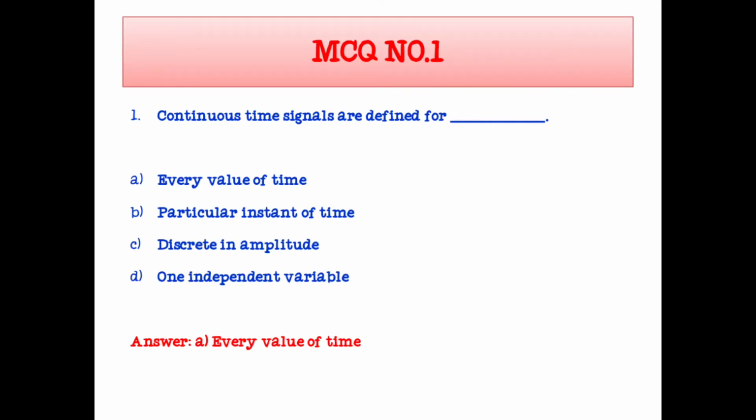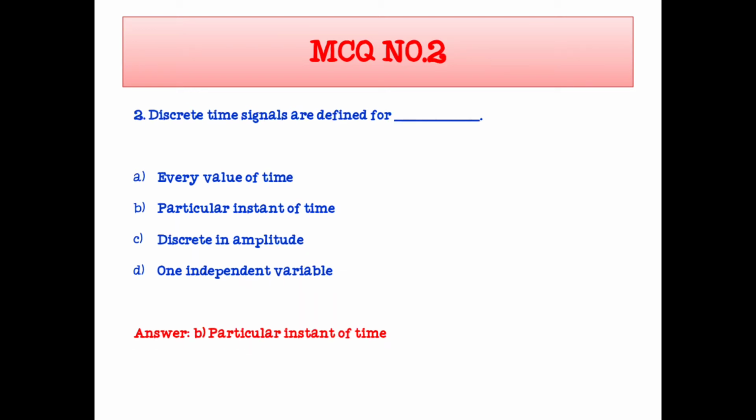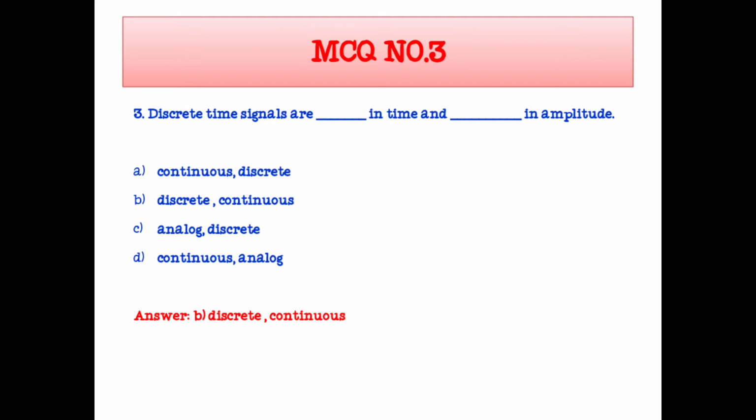So continuous time signals are defined for every value of time or all values of time. MCQ questions. Discrete time signals are defined for particular instants of time. Discrete time signals are dash in time and dash in amplitude. They are discrete in time. In the time period, they are discrete, and they are continuous in amplitude.